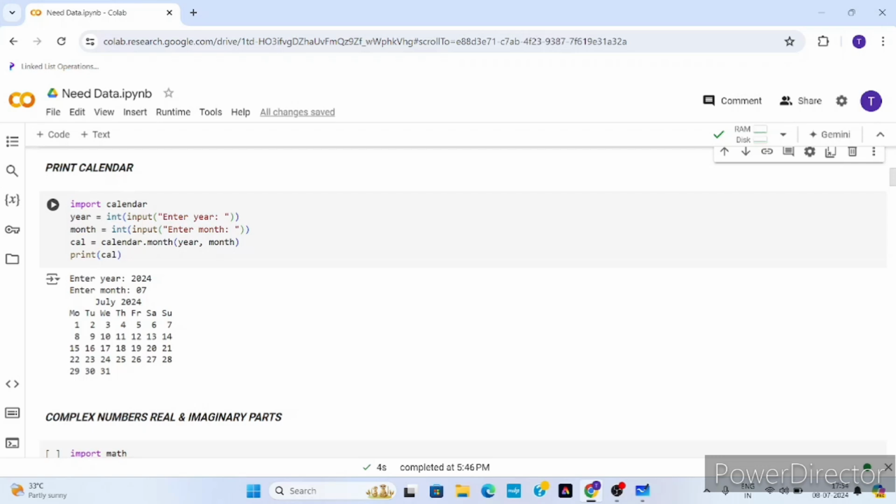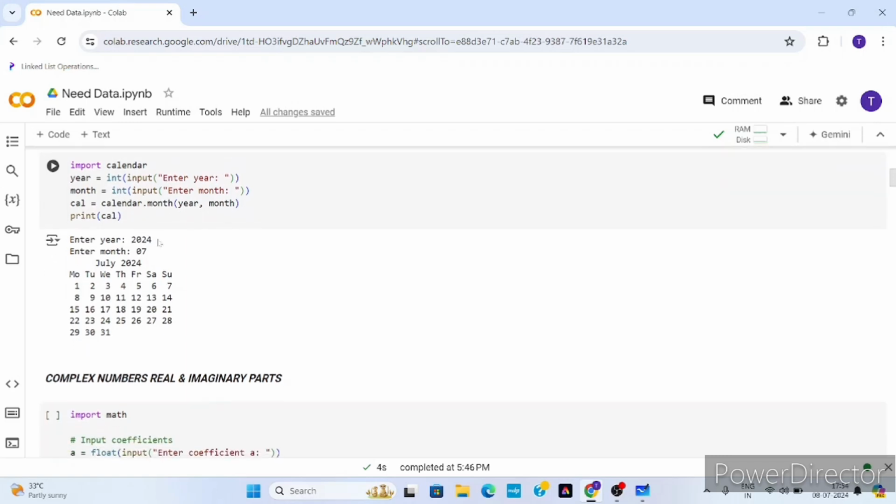calendar.month, and I am going to give these two variables as input, and I'm just going to display the value. The year is 2024 and the month is 7, that is July. So I'm going to print this July 2024. Then this is the month calendar.